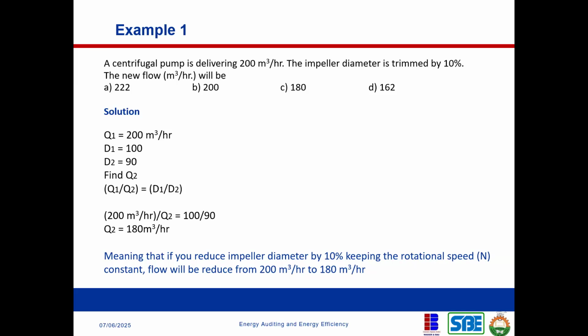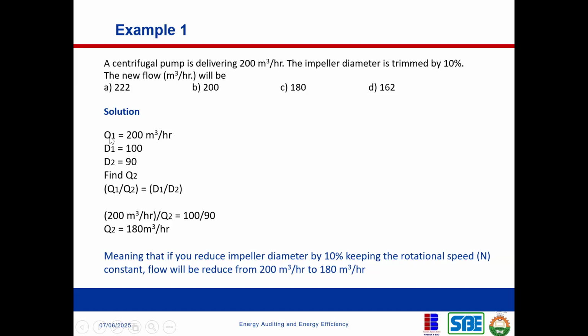Now the impeller diameter is trimmed. What this is saying is that you reduce the impeller diameter by 10%. Now the question is, the new flow, remember the original flow is 200 meter cube per hour. They're asking what will be the adjusted flow rate when you reduce the impeller diameter by 10%. That's what this question is asking us.